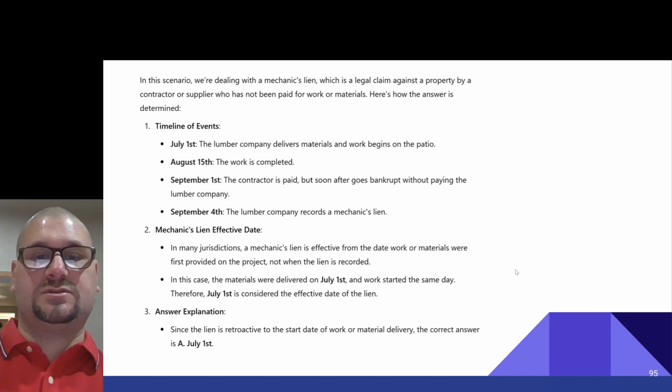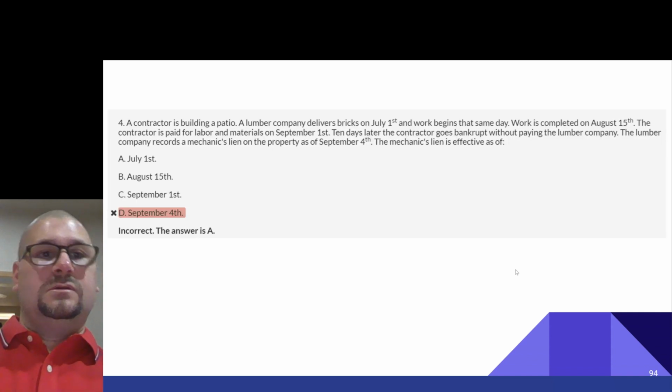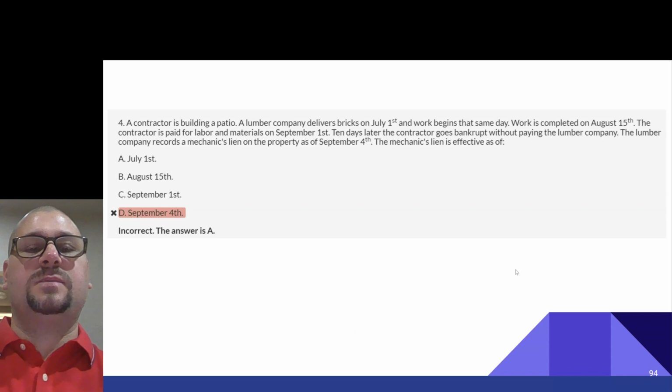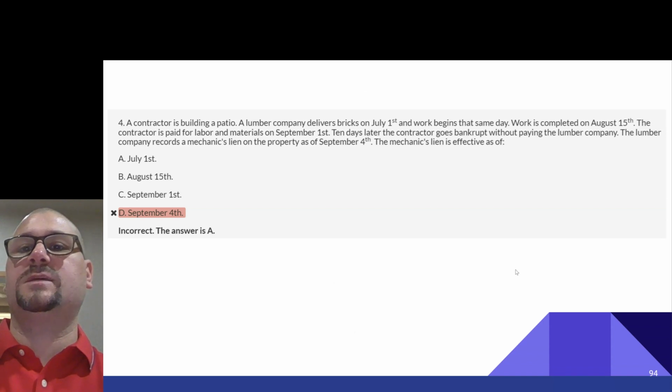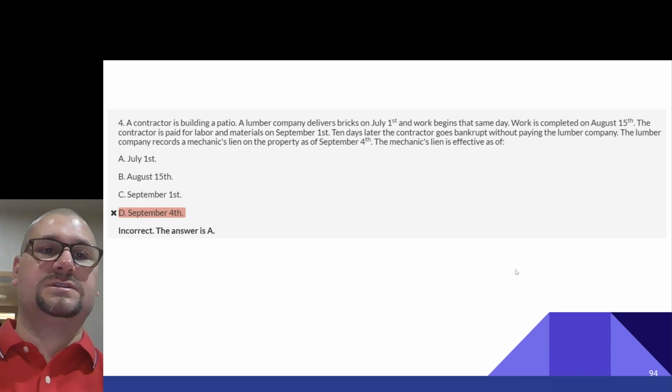Since the lien is retroactive to the start date of work or material delivery, consider this example. A contractor is building a patio. A lumber company delivers bricks on July 1st and work begins the same day. Work is completed on August 15th. The contractor is paid for labor and materials on September 1st.